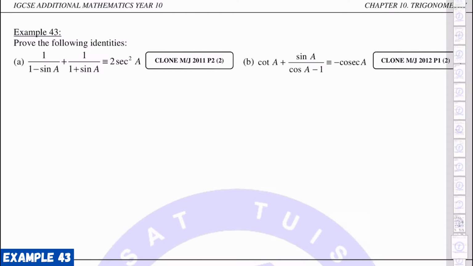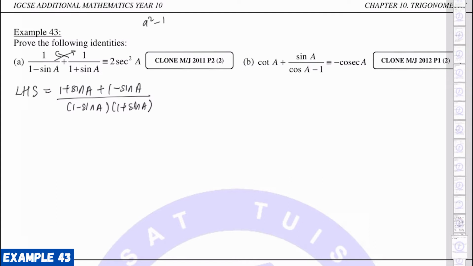Okay, move on to example 43. Now in this example, we have a fraction on the left hand side. So obviously we have to cross multiply. So we multiply over 1 plus sine, multiply 1 is still 1 plus sine, right? 1 minus sine multiply over is 1 minus sine. And your denominator, put it together as 1 minus sine, 1 plus sine. Now we know that a plus b, when you multiply a minus b, you should get a square minus b square. So that's what I'm going to do in my denominator. By the way, your numerator can cancel these two.